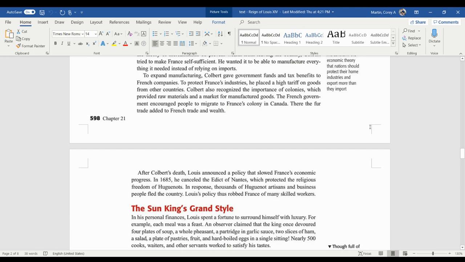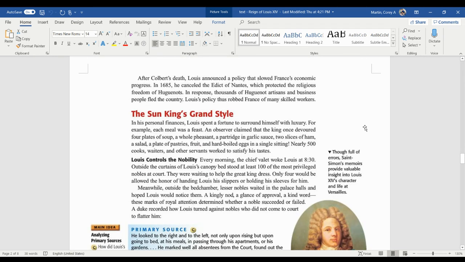To expand manufacturing, Colbert gave government funds and tax benefits to French companies. To protect France's industries, he placed a high tariff, or tax, on goods from other countries. Colbert also recognized the importance of colonies, which provided the raw materials and a market for manufactured goods. The French government encouraged people to migrate to France's colony in Canada. There, the fur trade added to France's trade and wealth.